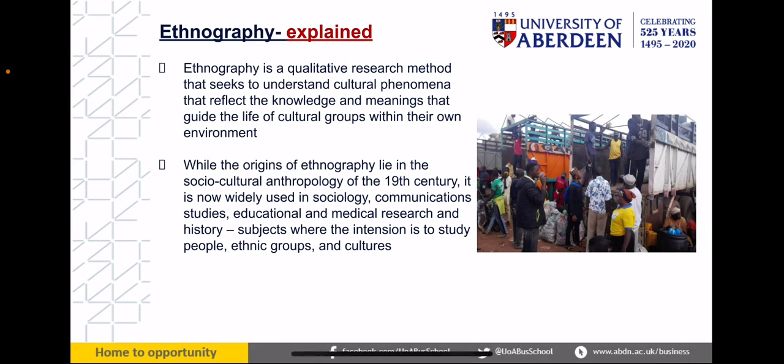Right, so in explaining ethnography in detail, the origins of ethnography draw from anthropology, or what we call social cultural anthropology. And this emerged far back in the 19th century. But of course, ethnography has evolved so that to date it is used across a number of disciplines in communications, in management, in education, in medical sciences. And the goal, like I mentioned, is to study individual cultures and the cultural phenomenon from the point of view of the subject of the study.